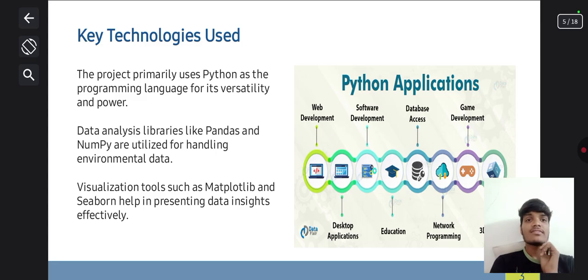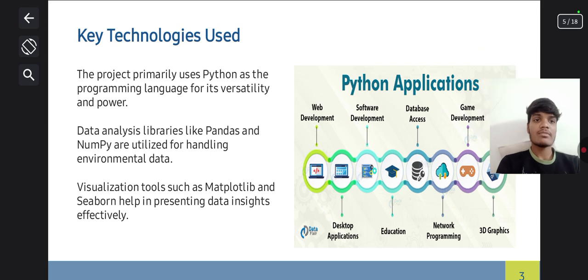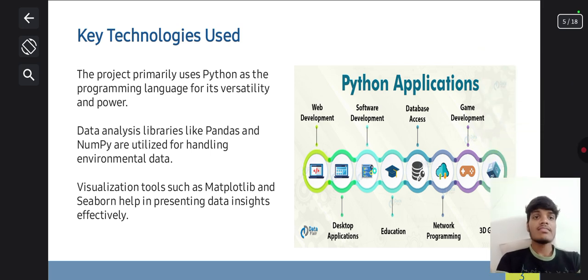Python applications include web development, software development, database access, game development, desktop applications, education, network programming and 3D graphics. These are the Python applications used in the Blue Eye Iceland project. NumPy and Pandas are used for handling environmental data. These are the two data analysis libraries, and the visualization tools Matplotlib and Seaborn help in presenting the data insights.